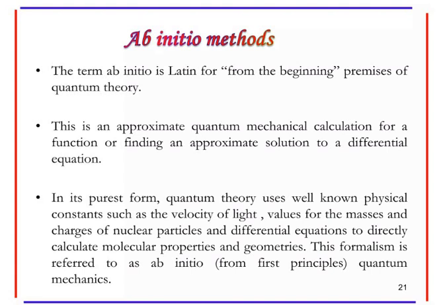Now, the ab initio method. The term ab initio is Latin for from the beginning, on the premises of quantum theory. This is an approximate quantum mechanical calculation, finding an approximate solution to a differential equation. In its purest form, quantum theory uses well-known physical constants such as the velocity of light, values for the masses and charges of nuclear particles, and differential equations to directly calculate molecular properties and geometries. This formalism is referred to as ab initio, from first principles quantum mechanics.